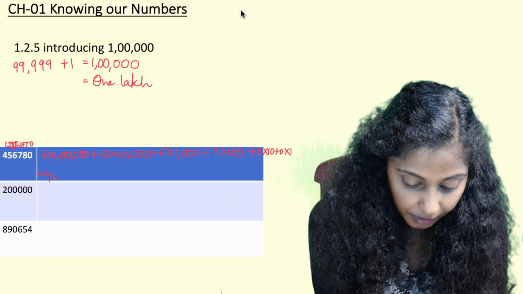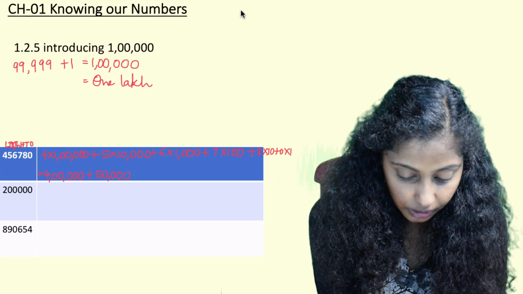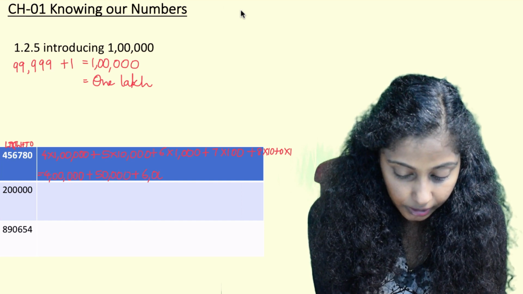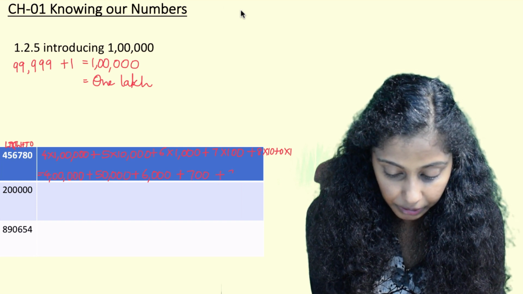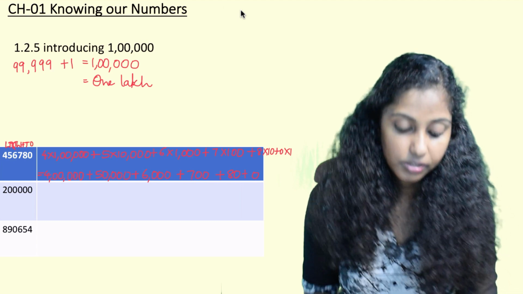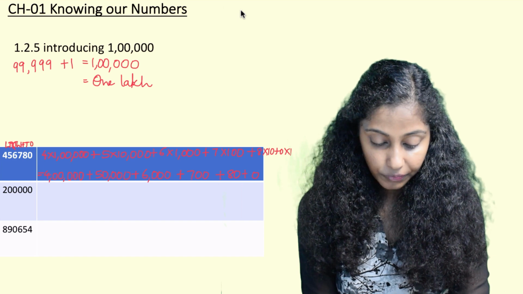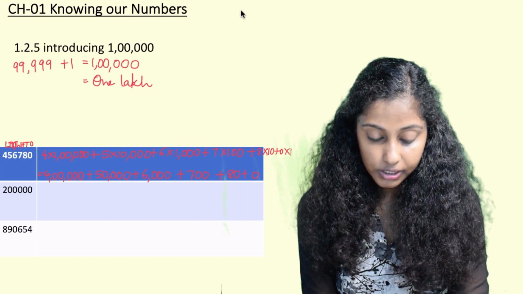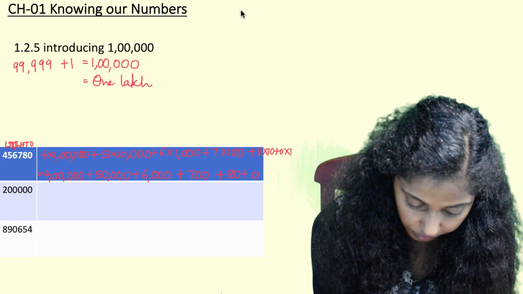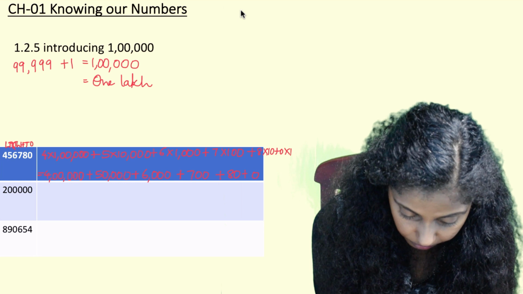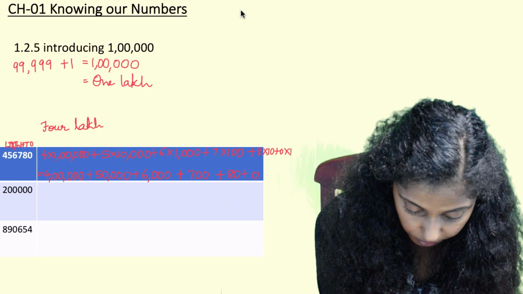Now 4 multiplied by 1 lakh is 4 lakh. 5 multiplied by 10,000 is 50,000. 6 multiplied by 1000 is 6,000. 7 multiplied by 100 is 700, and 8 multiplied by 10 is 80, and 0 multiplied by 1 is 0. Then we add, we get ultimately, this is we are writing the place value. And we can also write all these numbers in words. So let us see how to write this in words. So this we can write in words as 4 lakh, because 4 is in lakhs place, 4 lakh.